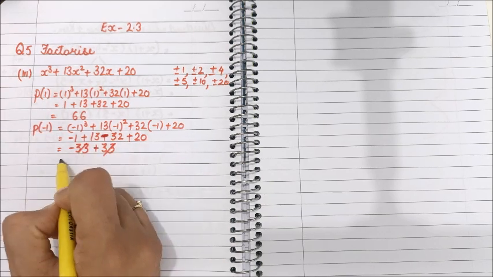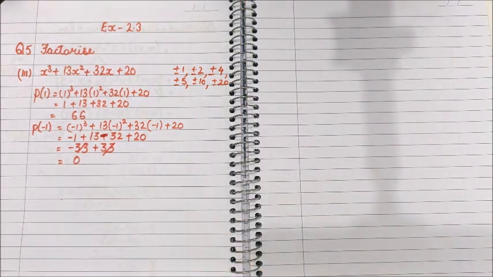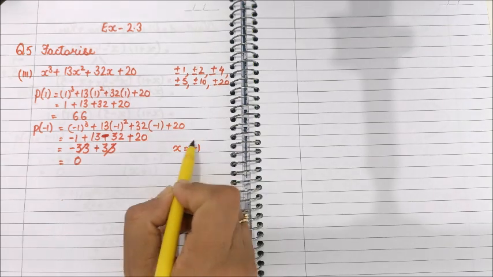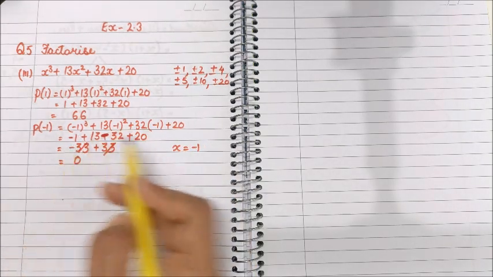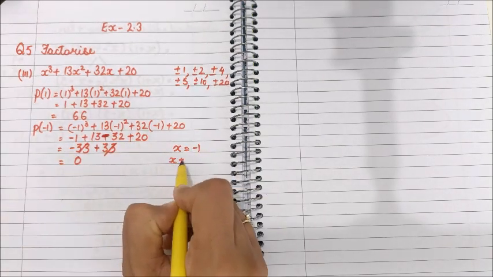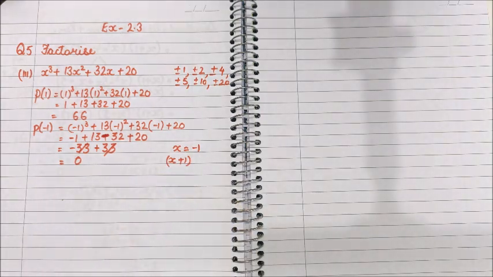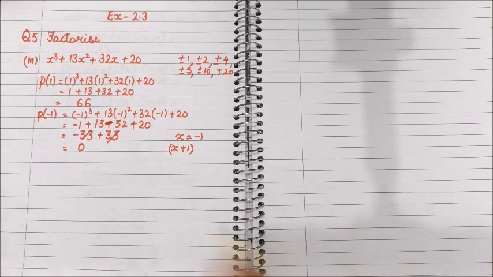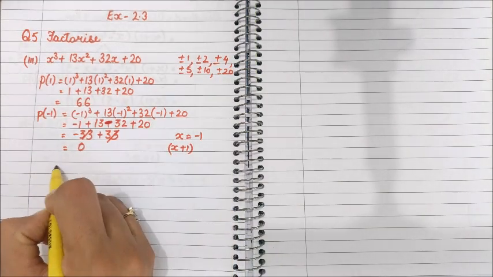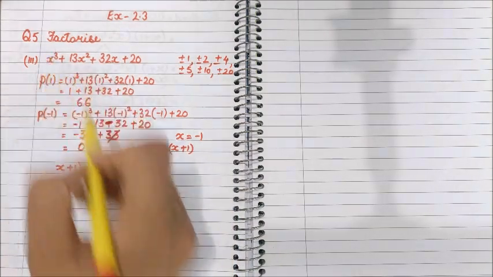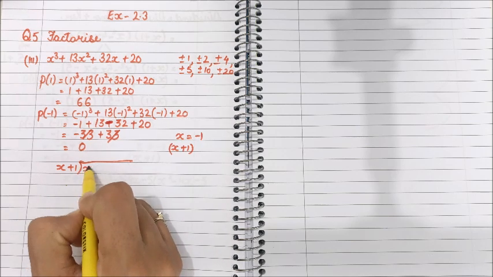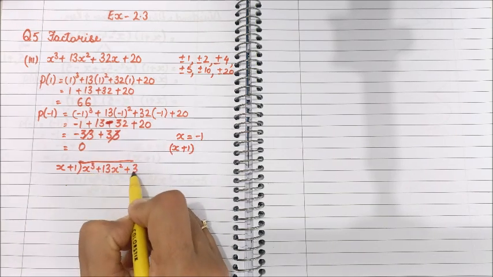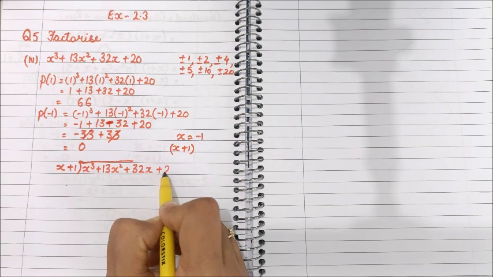So this value of x is making the polynomial 0. One thing is clear, when we put x as minus 1, this is making the polynomial 0. So one factor will be x plus 1. Let's look for the another factor. For that, we are going to use the long division method. So this will be my divisor and this will be my dividend: x cube plus 13x square plus 32x plus 20.